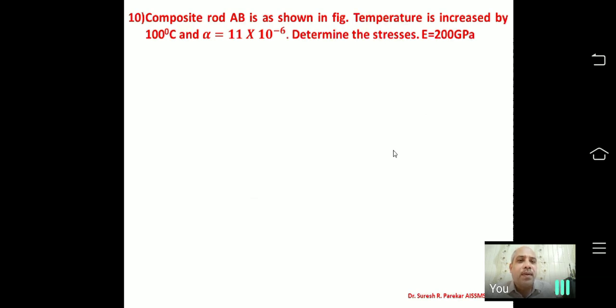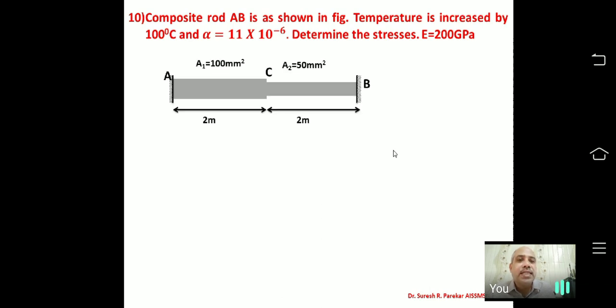And this one last problem we have considered, that is members which are in series, and that is where we have temperature change. Then we have mostly covered all the problems in this. Composite rod. Now you can see composite rod AB is as shown in figure. Temperature is increased by 100 degrees centigrade and alpha is 11 into 10 raised to minus 6. Determine the stresses. E is given 200 GPa. Then what will happen in this?